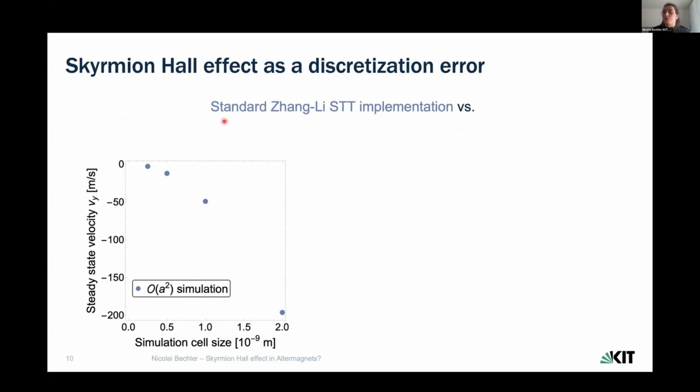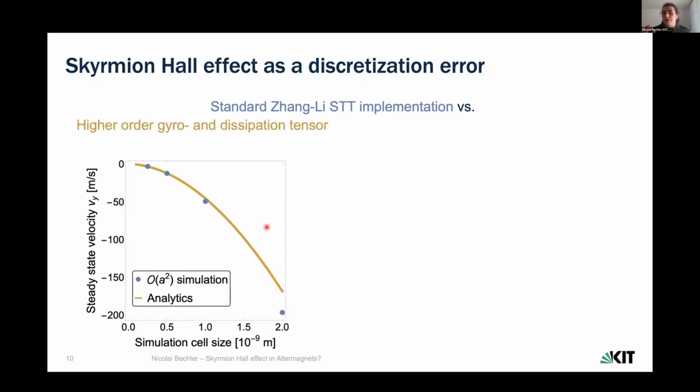And this is exactly what we did. So we calculated the steady state velocity for different simulation cells for a standard Zhang-Li spin transfer torque. And first of all, we see the Hall angle is heavily dependent on our discretization, which is always a bad sign and could hint that we have a large influence of a numerical error.